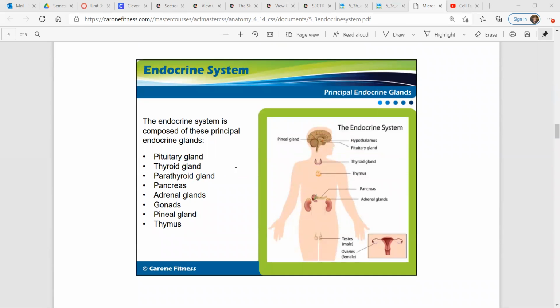The endocrine system is composed of these principal endocrine glands: the pituitary gland, the thyroid, the parathyroid, the pancreas, the adrenal glands, gonads, pineal gland, and thymus. And you can see those here in this photo.